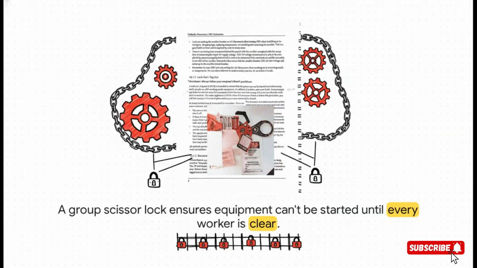Now, what's really great here is that this slide shows that group scissor lock in action. Each technician puts their own personal lock on the device. What that means is the main switch physically cannot be flipped back on until every single worker has finished their job and taken off their own lock. It's a simple and totally foolproof system.